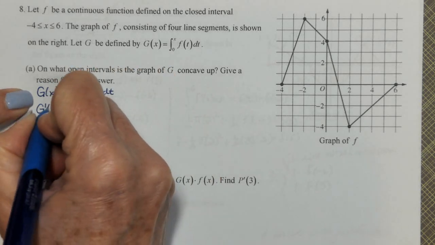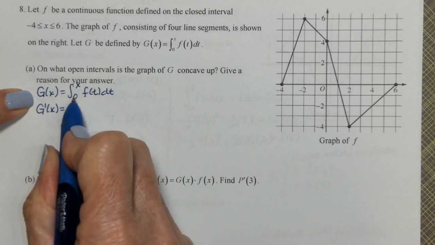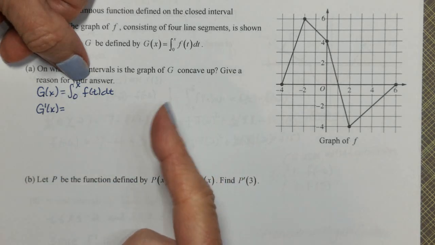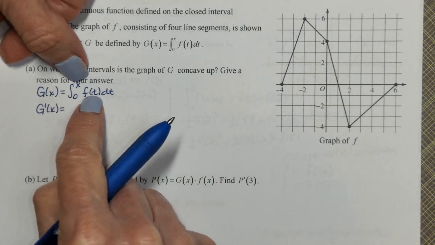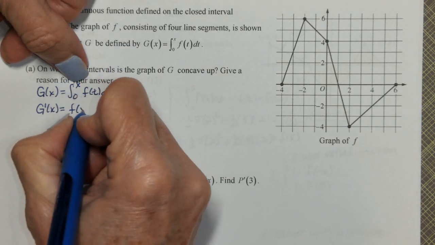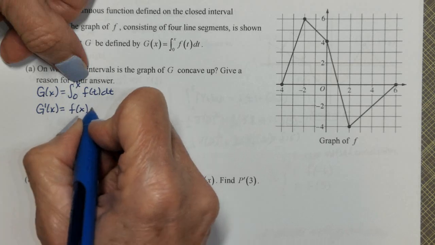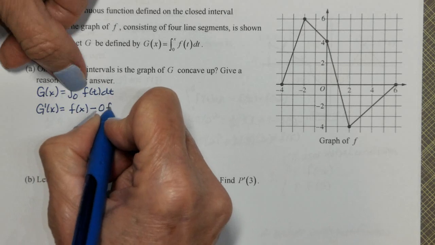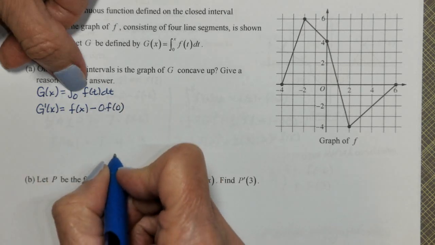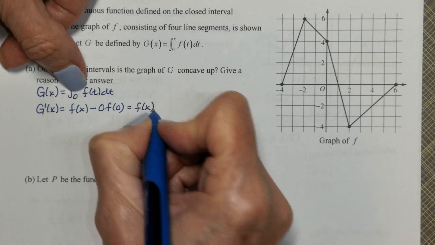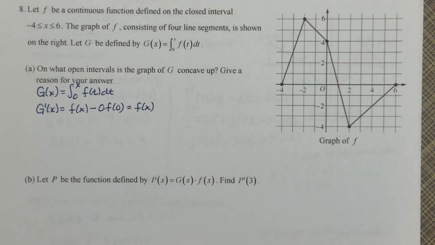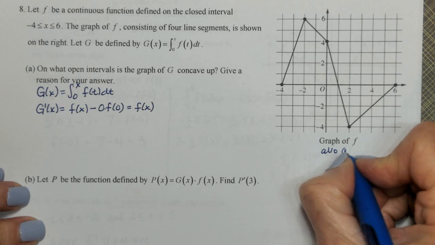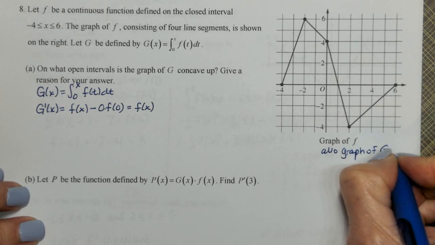So g prime is the derivative of that integral. Start at the top, take the derivative, that derivative is just 1. Then plug that top boundary in for your variable. So f of x times 1, minus the derivative of 0 is 0, f of 0. That is just f of x. So g prime is f of x. This graph of f is also the graph of g prime.